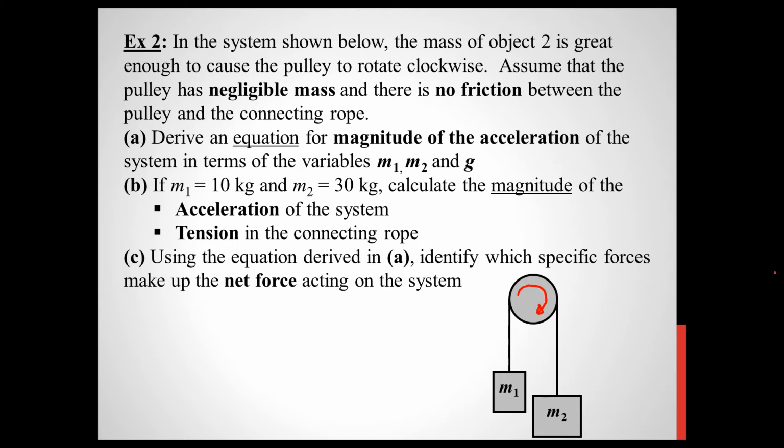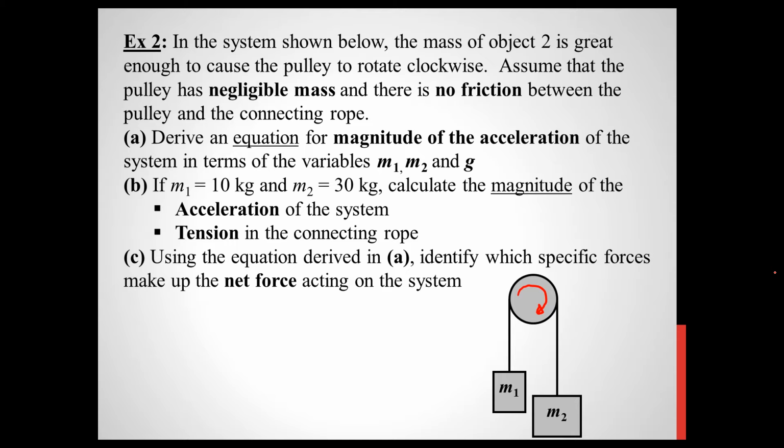Assume negligible mass for the pulley, and there's no friction between the pulley and the connecting rope. And we'll talk again about why it's important for the pulley to have negligible mass. And then if you're taking AP physics later on, we'll come back to this and deal with a problem when you do have the pulley with mass, which does make things quite a bit more difficult.